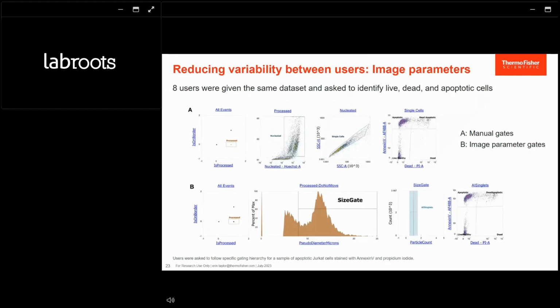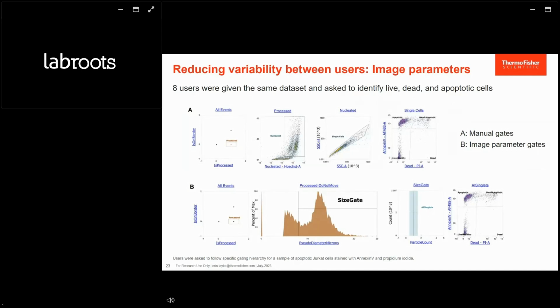And so here you can see what these gates look like. Up here in A, these are the manual gates. In order to ensure that the populations that each user was working with, both with their manual strategy and their automated strategy, contained the exact same events, they were instructed to start from this process-to-parent gate. That ensured that the starting population was uniform both between gating strategies and between all of the test subjects or participants.